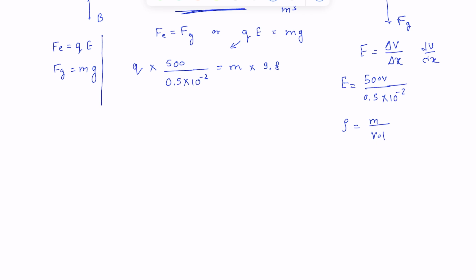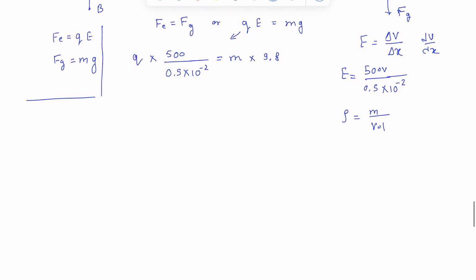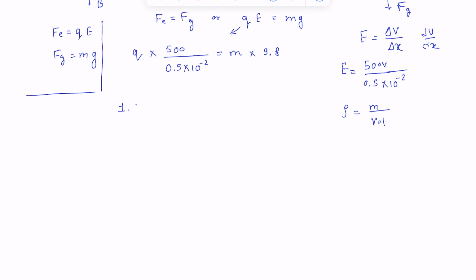So let's replace Q. So Q is 1.6 times 10 to the minus 19, times 500, divided by 0.5 times 10 to the minus 2, and mass is going to be density times volume. Let's call that volume V. So it's going to be density times V times 9.8.